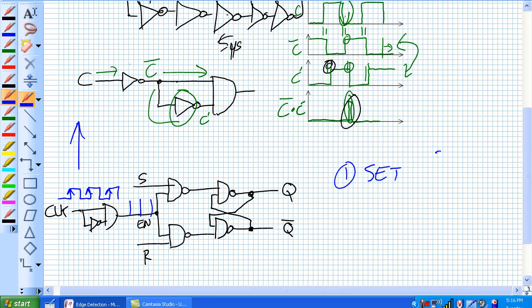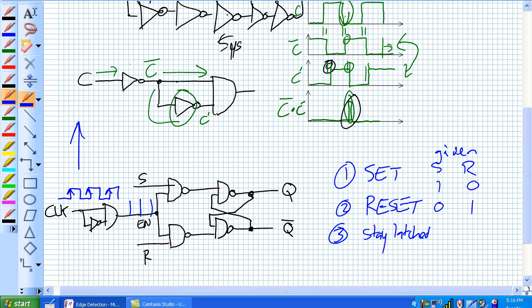1, set given S1 R0; 2, reset given S0 R1; 3, stay latched wherever it was previously given 0 and 0, depending on your previous state. If you were set, you're going to stay set. If you were reset, you're going to stay reset. And it's also going to give you an opportunity to drive off the cliff.